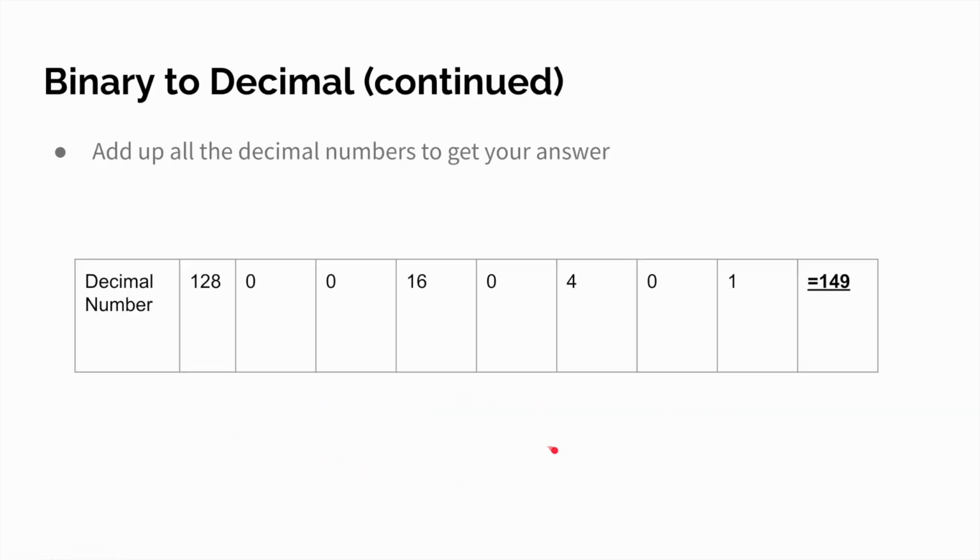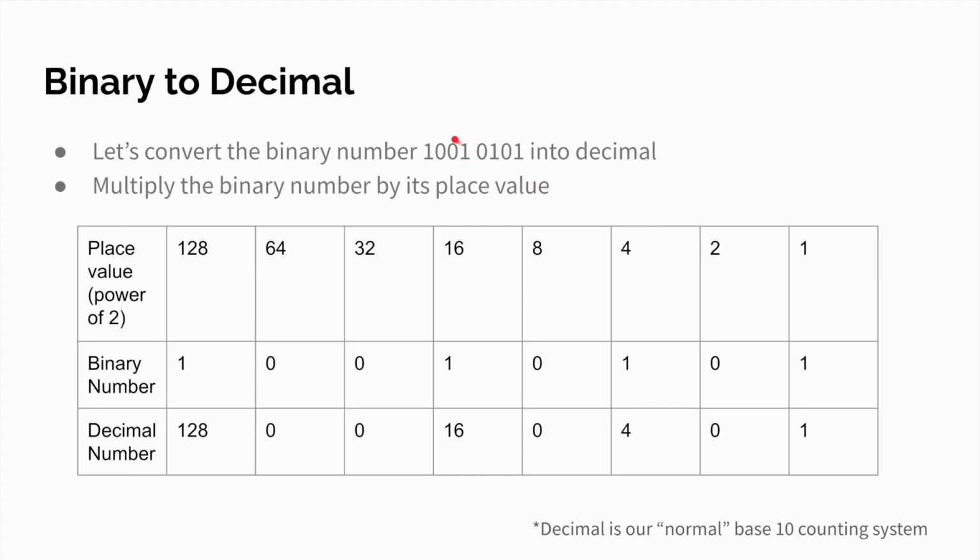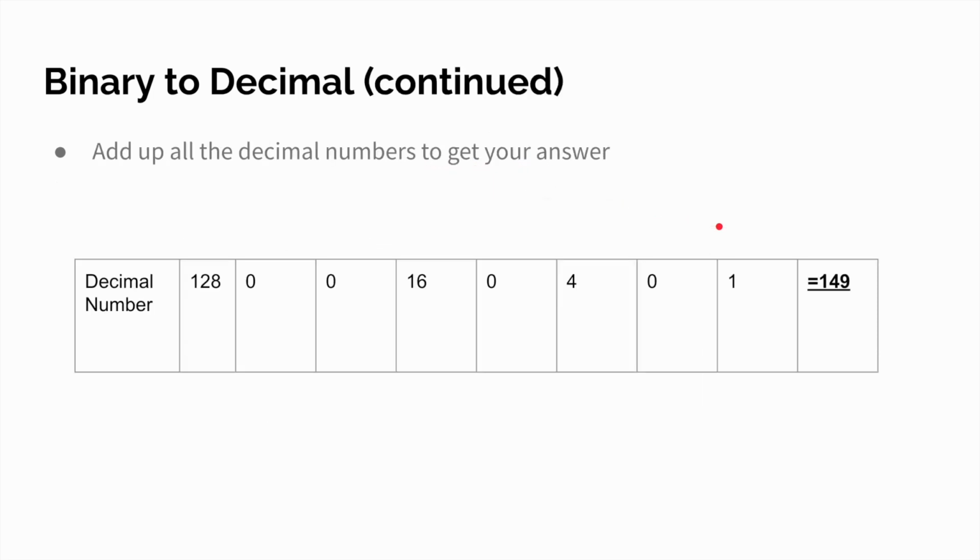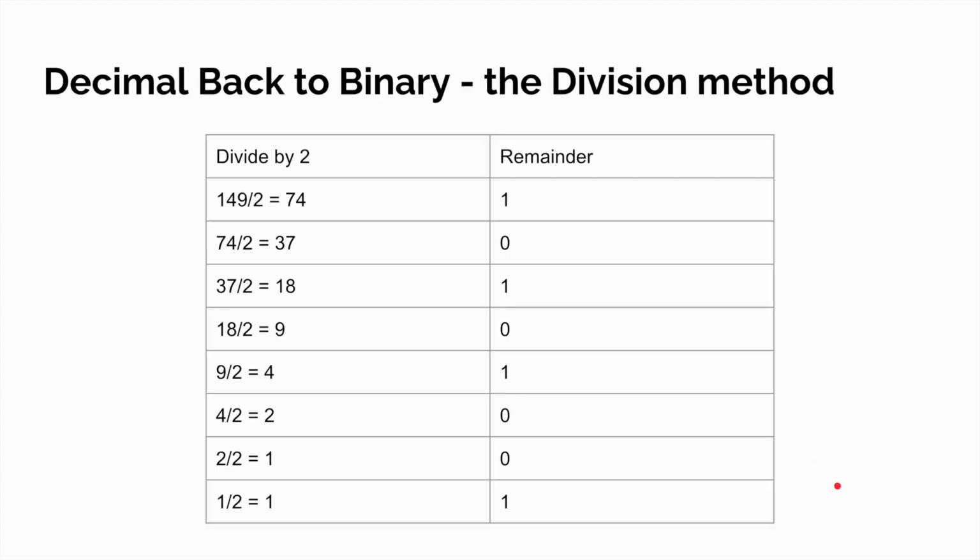Then we just add them all up and we get our decimal number, so 149. So that means that the binary number 10010101 converts to 149 in decimal. We can go backwards then from our decimal back to binary. So let's convert our 149 back into binary.